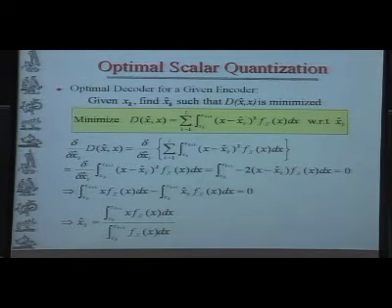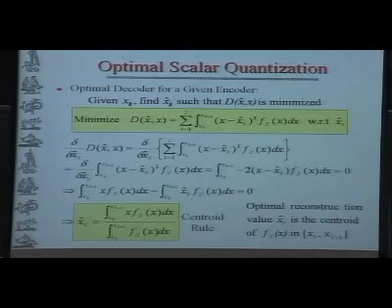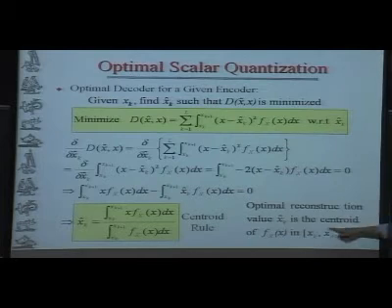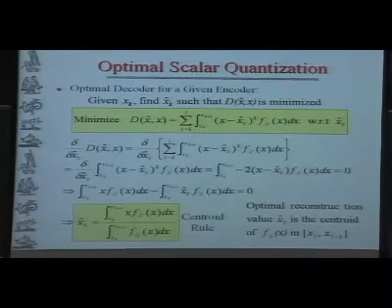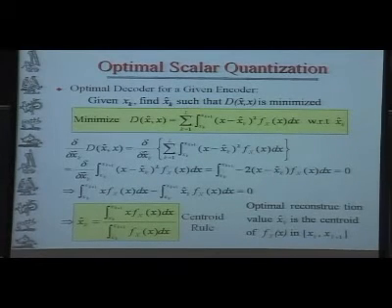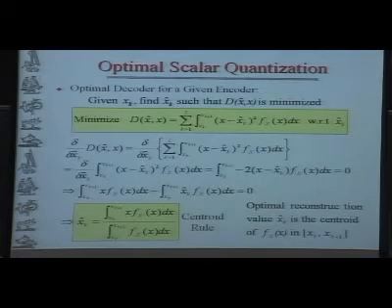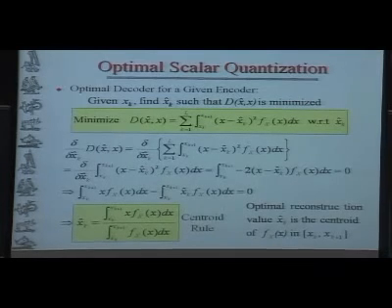Okay, so these are the two. This is called the centroid rule. The centroid rule says that the optimal reconstruction point is the centroid of f_x of x in this particular interval. If you move on to another interval, maybe it will happen to be in the middle. Okay, so it all depends. So those are the two fundamental theorems that we can say about quantization.